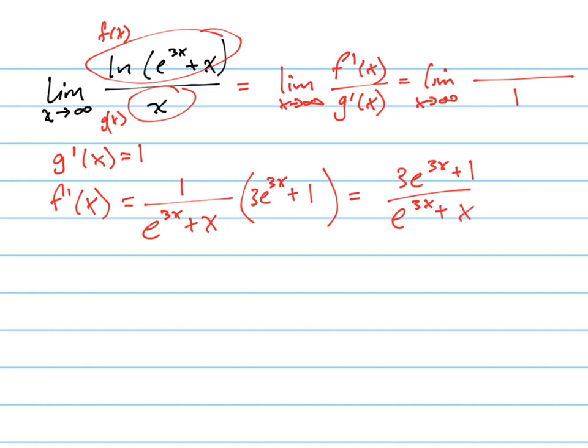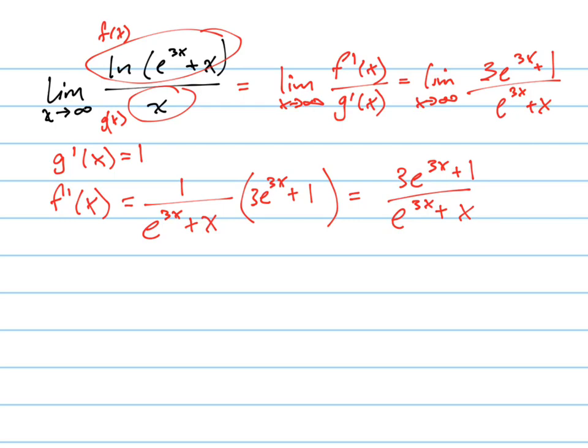Okay, so that's still going to be indeterminate, so we can apply L'Hopital's rule again. So now I've got basically the limit of this thing. Let me write that in here: (3e^(3x) + 1) over (e^(3x) + x). So what happened to the over 1? Well, over 1 is just like nothing. Dividing by 1 isn't even necessary in this case, right? So it kind of goes away.